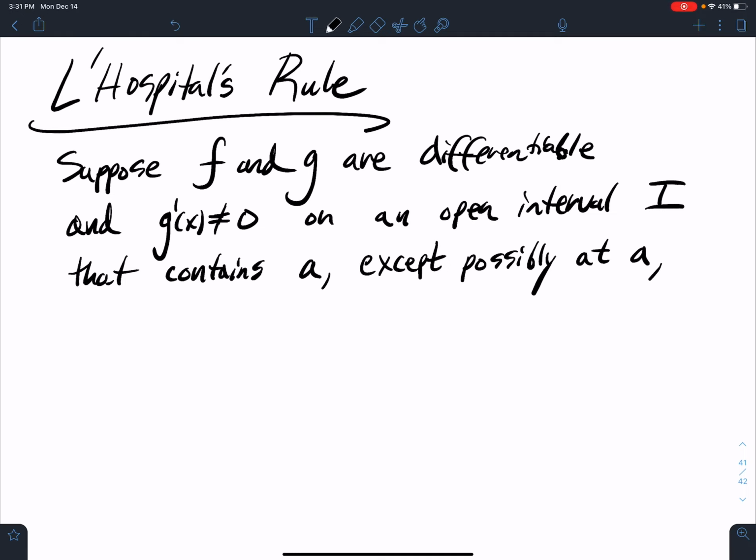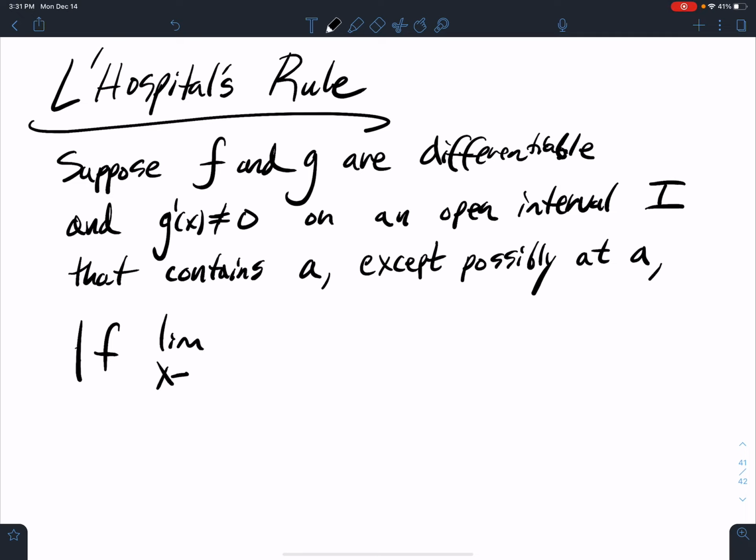It says, suppose that f and g are differentiable, where the derivative of g is not equal to 0, on some interval that contains some a value, with the possible exception of a itself. So that's that typical limit idea. You've got some interval and a is in that interval, and maybe it's differentiable everywhere in some neighborhood around a, with the possible exception of a itself. That's that typical limit definition phrasing going on there. So what does L'Hopital say?